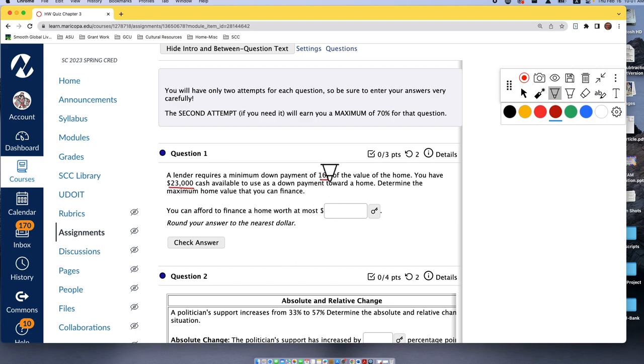So we need a 16% down payment. We have $23,000 that we can use for a down payment. So how much house can we buy? Let's see how we can connect this. Here's the price of the house we can buy. That's 100%, right? How much down payment are we required to make? 16%.